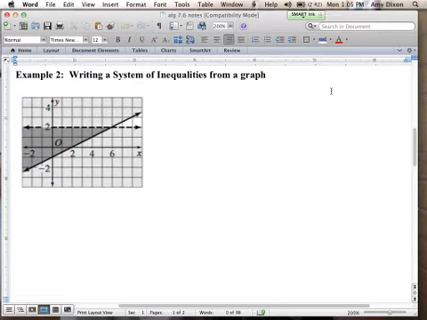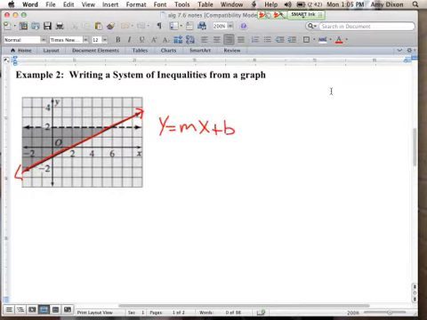Let's look at this solid line right here first. We have to figure out what the equation of that line is. What do we need in order to write the equation of a line? We need a slope. What else do we need? The y-intercept. Do we have both of those things? Yes.